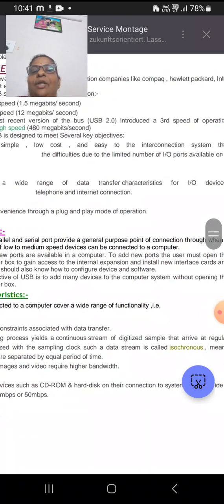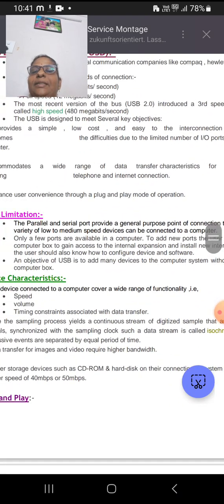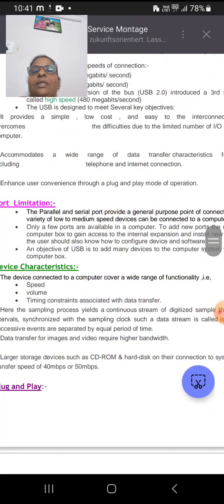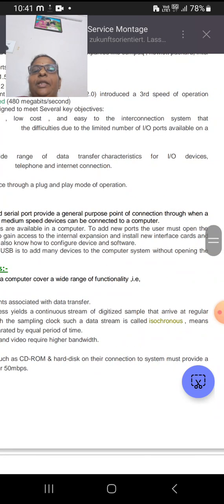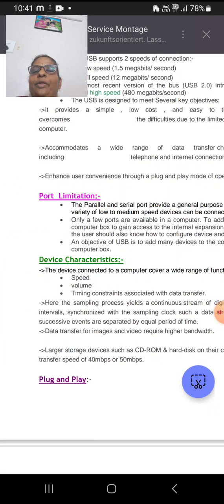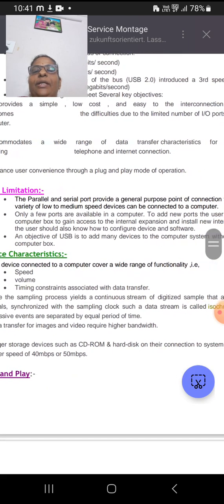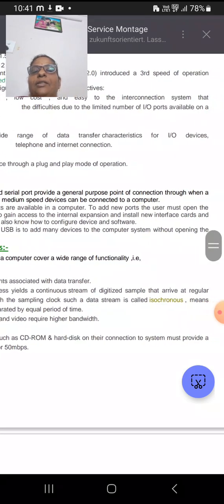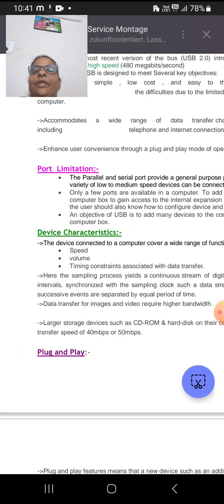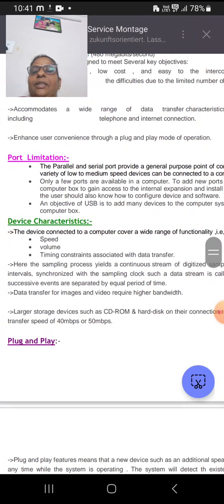It provides a simple, low cost, and easy to use interconnection system that overcomes the difficulties of the limited number of input-output ports on the computer. It accommodates a wide range of data transfer characteristics of input-output devices, including telephones and interconnections.